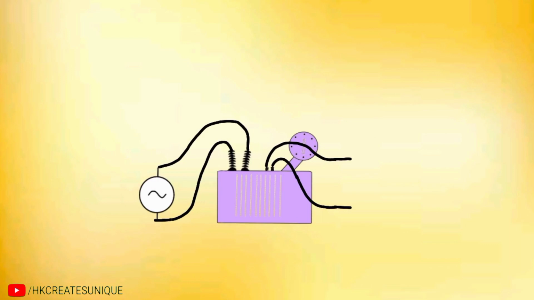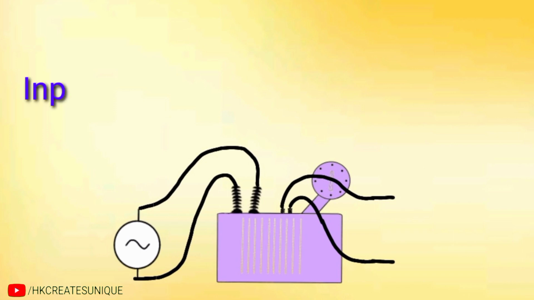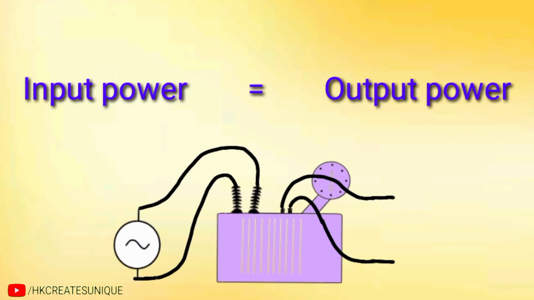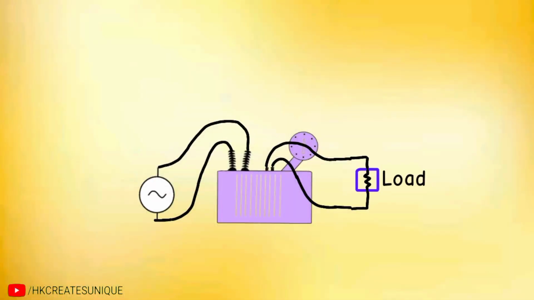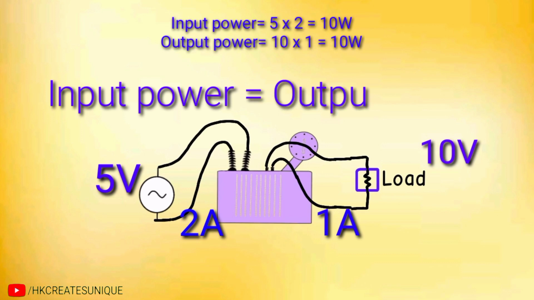Also note that a transformer does not increase power, which means that input power is equal to output power. Actually, output power is a little less than the input power. As an example, if you are getting a voltage of 10 volts at the output of a step-up transformer and current is 1 ampere, then at the input side of the transformer, voltage is 5 volts but current is 2 ampere. As you can see, input power is equal to output power.